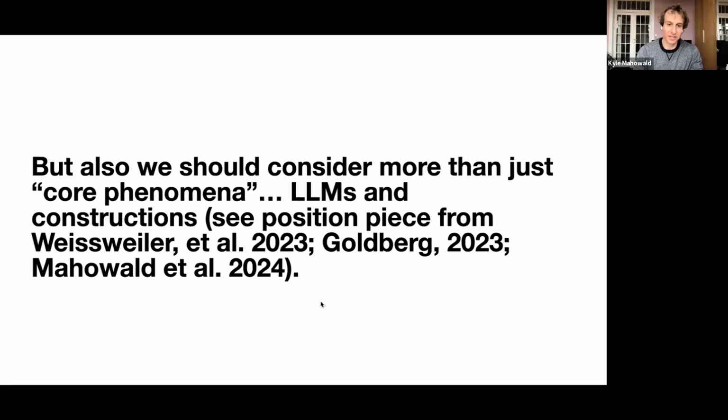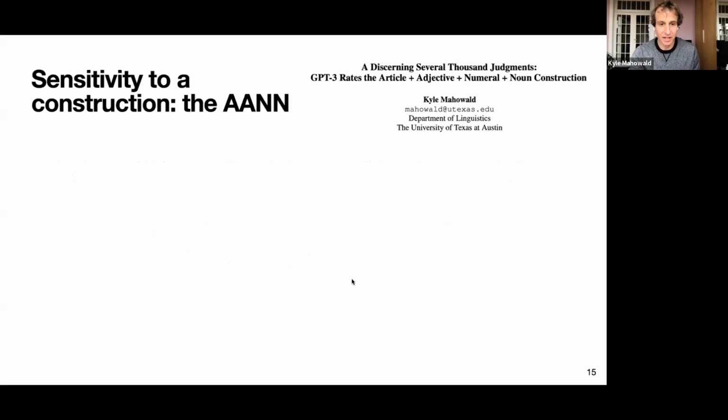But I think one of the things I've been arguing for recently is that we should consider more than just core phenomena here. There's also a lot to think about in terms of how language models learn rare or unusual constructions. There have been some nice position pieces from Adele Goldberg and Leni Weisweiler and others making the point that something language models are actually quite good at, and that it's interesting to explore, is rare constructions which are sensitive not just to higher order grammatical properties, but that interact with lexical items in particular ways.